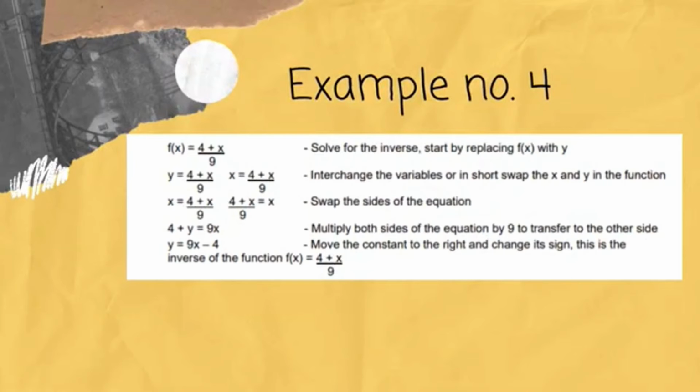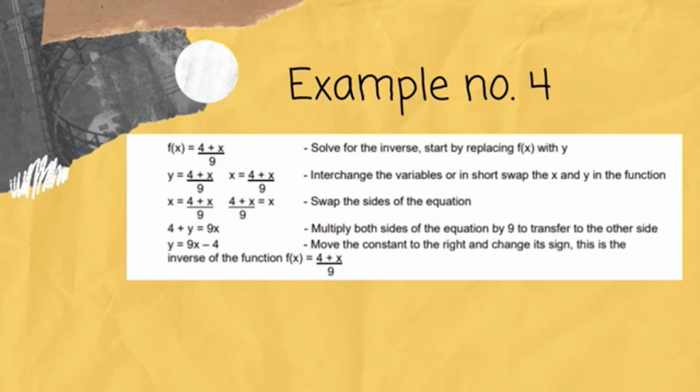For example number 4, f(x) equals (4 plus x) over 9. To solve the inverse, start by replacing f(x) with y, just the same as what we did with numbers 2 and 3. So the equation will be y equals (4 plus x) over 9. Interchange the variables, or in short, swap the x and y in the function. So it will be x equals (4 plus y) over 9.